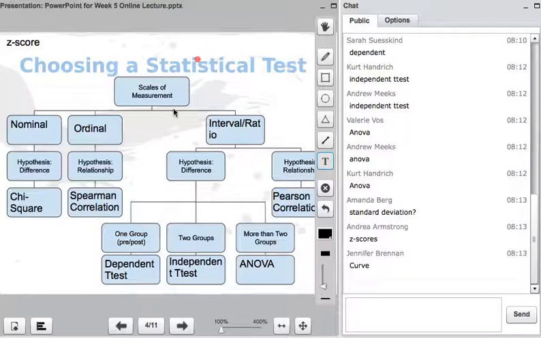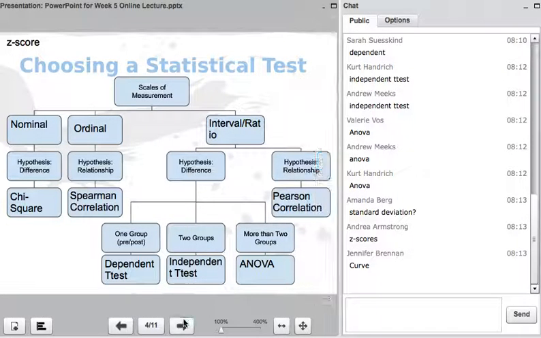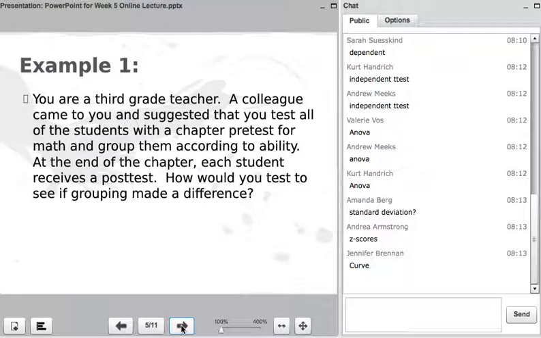Okay, so what we're going to do now is take a few examples, and we're going to figure out what statistic we would use. And again, I'd urge you to please be as specific as possible. You would not say t-test, you would say one-tailed dependent t-test. You would not say correlation, you would say Spearman correlation.